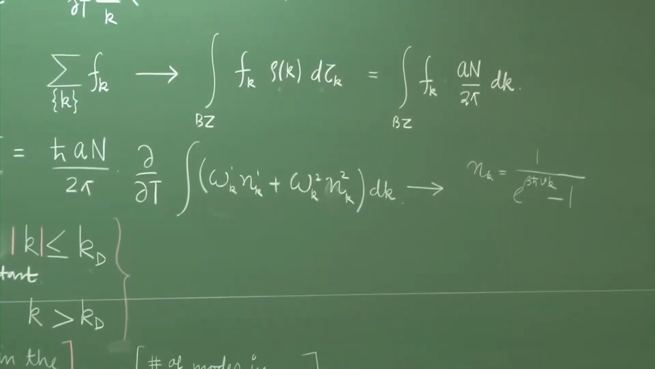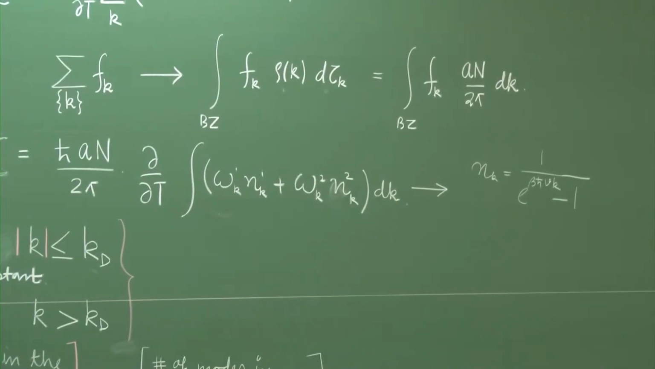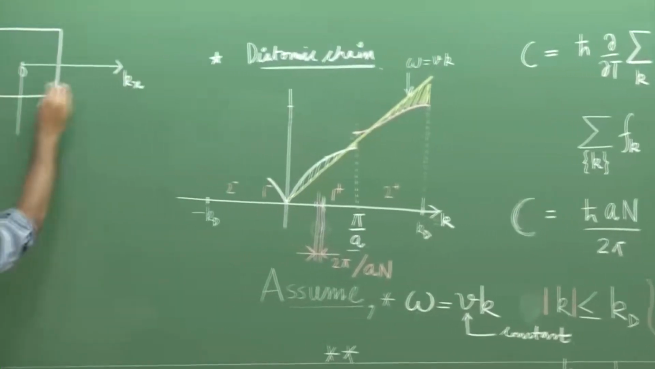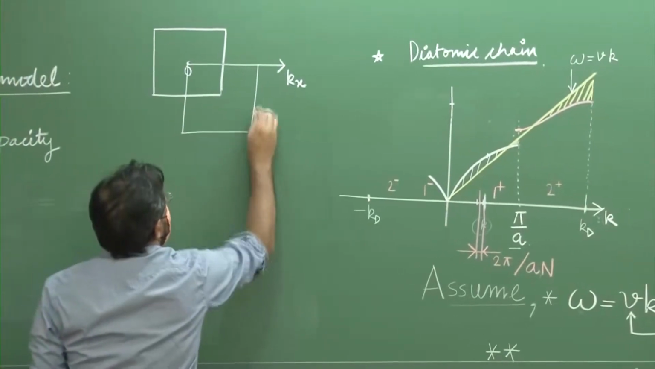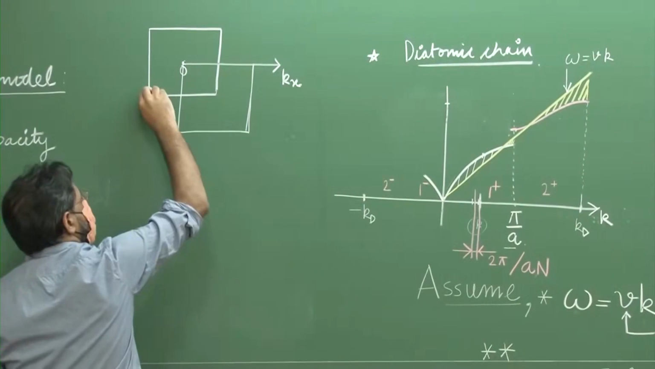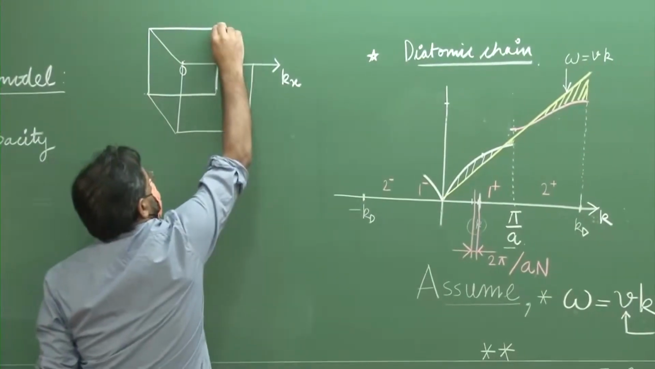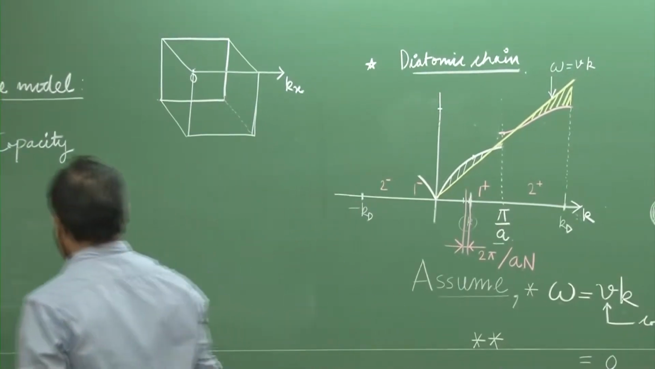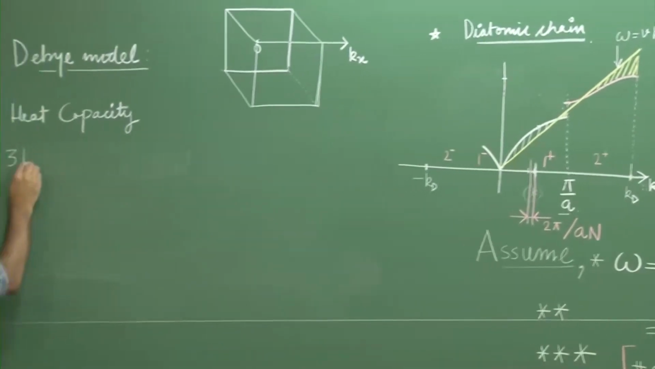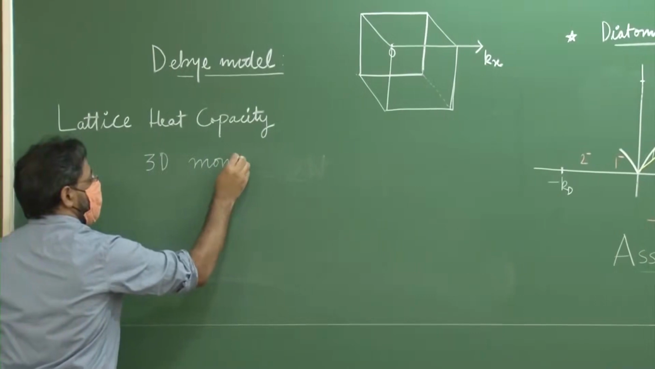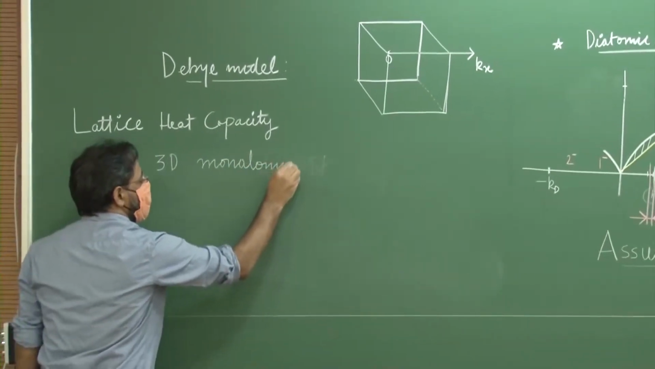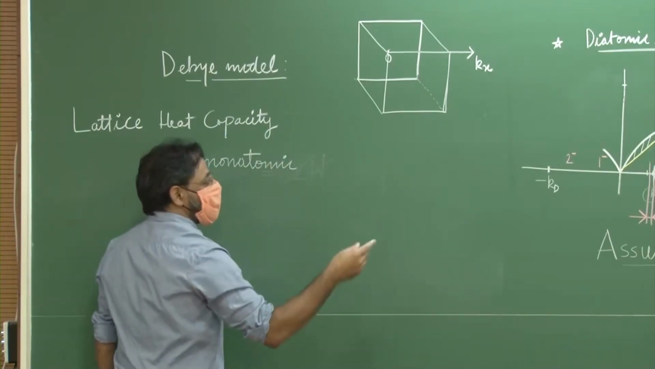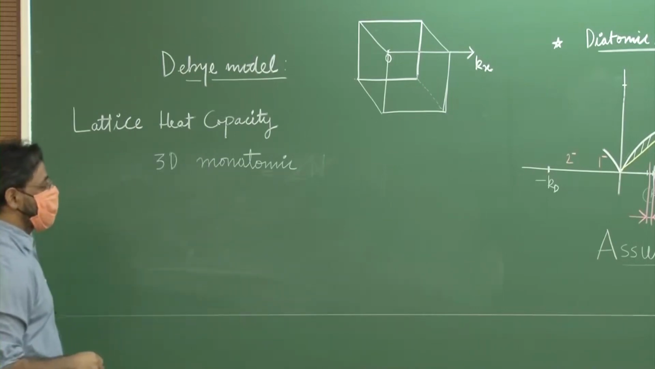Now let's try to extend this to 3D. Shall we first go to 2D? Let's go directly to 3D because we don't have much time. So in 3D, this is how the Brillouin zone is going to look. We are assuming a cubic lattice. Wow, doesn't look very good, but it's okay. And let's assume a 3D monoatomic lattice. What does monoatomic mean? At each lattice point, there's only one atom, one oscillator, or you can say one atom per primitive unit cell. So, the 3D monoatomic case.